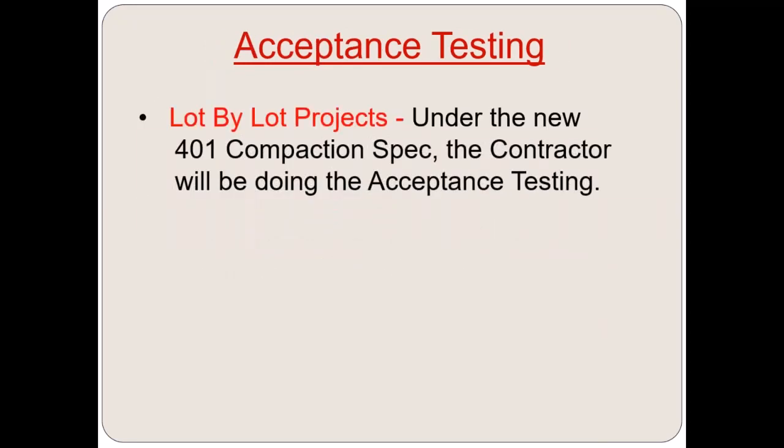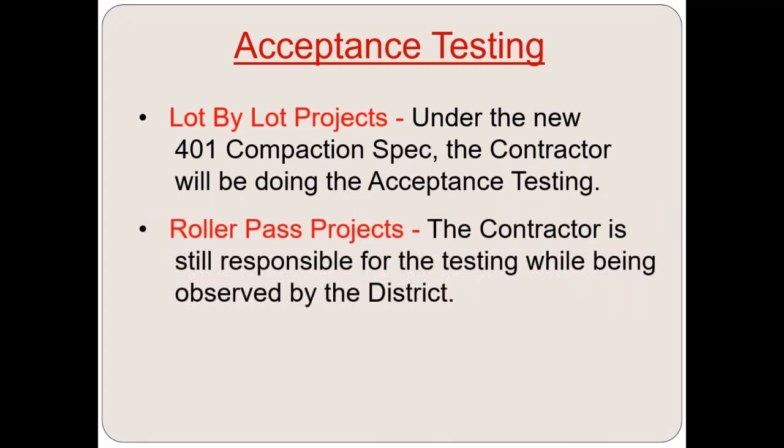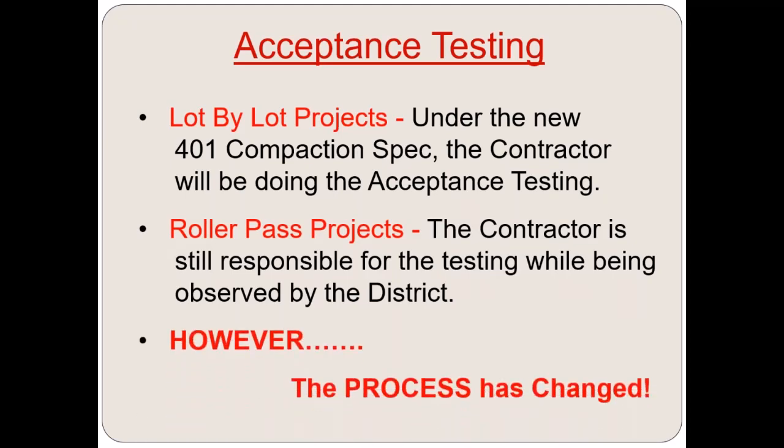this year, for 2019 projects, under the 401 specification, the contractor will now be doing the acceptance testing. Roller pass projects, the contractor is still responsible for the testing while being observed by the district. That part of it hasn't changed. However, the process has changed for these roller pass projects. We'll get into detail on that here in a bit.